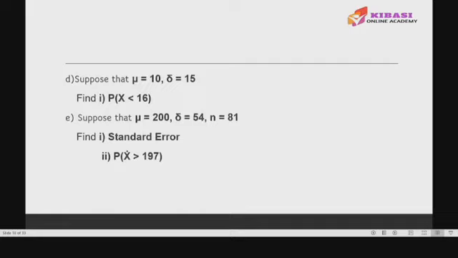D, suppose that mu is equal to 10 and standard deviation is equal to 15. Find probability that the x is less than 16. So tafute probability kwamba x ni ndogo kuliko 16. Then suppose that mu is equal to 200, standard deviation of 9 and sample n is 71. Find standard error, then find probability that x bar is greater than 170.